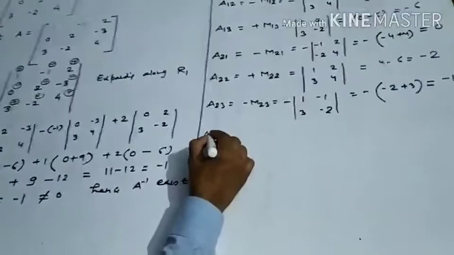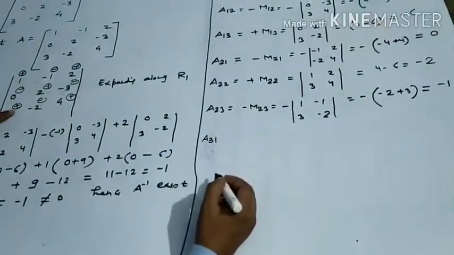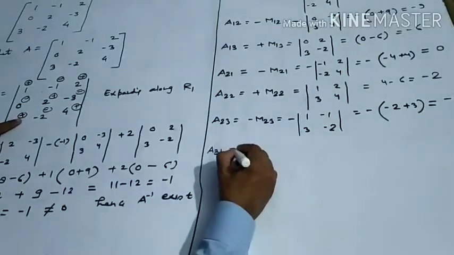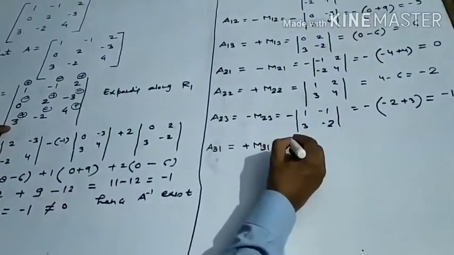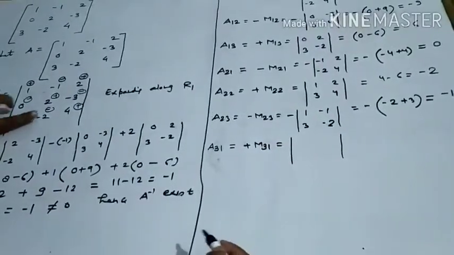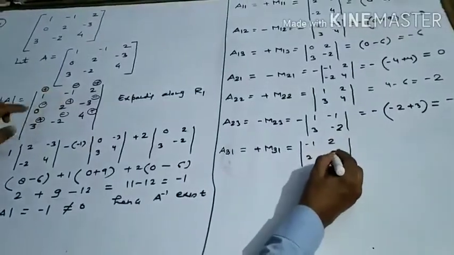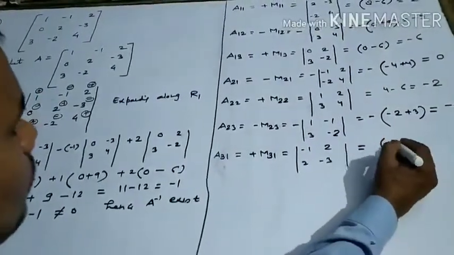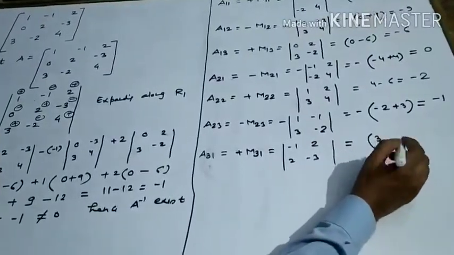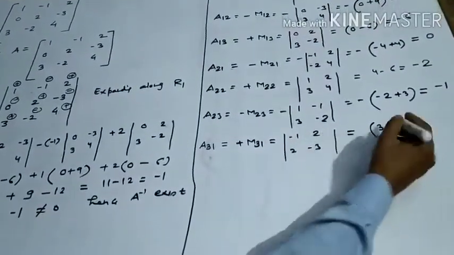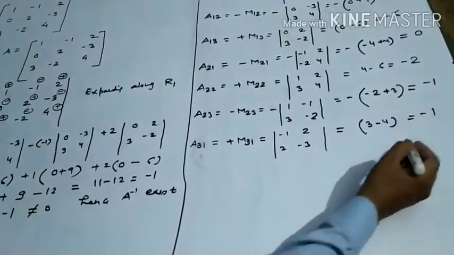Cofactor of the element of the third row and the first column, means this is the third row and this is the first column, so this is the plus M31 and then this is equal to, you have to leave the third row and first column, so this is the minus 1 2 2 minus 3, or this is equal to minus 1 multiplied by minus 3 means this is the 3 and here this is the 2 means minus 4, so this is equal to minus 1.